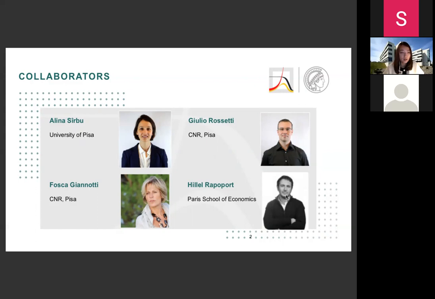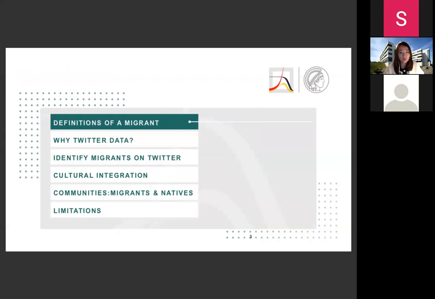So as I have mentioned quickly, I'll be talking about how Twitter data can be leveraged to study international migrants. But before going into the details, I'd like to briefly go through how migrants are defined by international organizations and why studying migrants is important. We'll then go into details of why using Twitter data in this field of study can be useful and what elements from Twitter data can be used in migration studies.